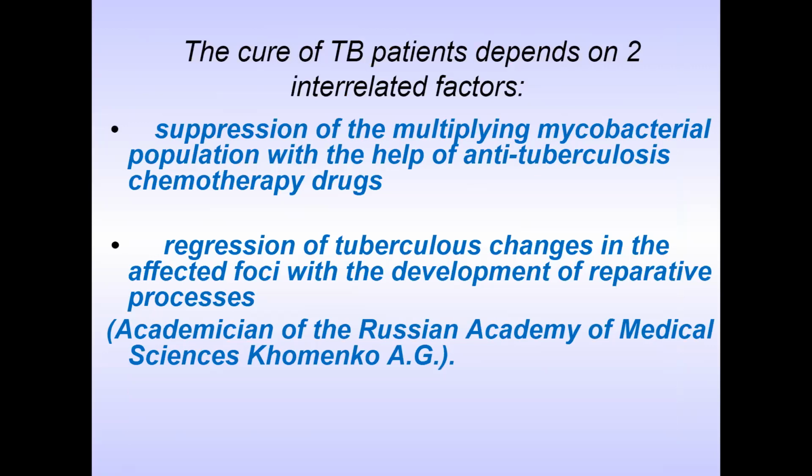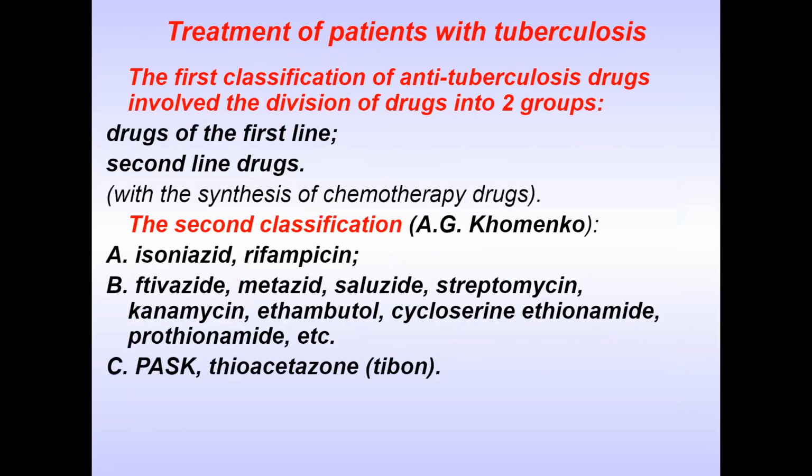The cure of a TB patient depends on two interrelated factors. The first is the suppression of the multiplying mycobacterial population with the help of anti-tuberculosis chemotherapy drugs. The second is the regression of tuberculosis changes in the affected organ with the development of a reparative process. The first classification of anti-tuberculosis drugs involved the division of drugs into two groups: drugs of the first line and drugs of the second line.